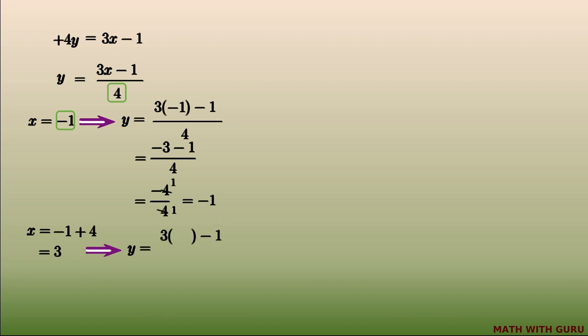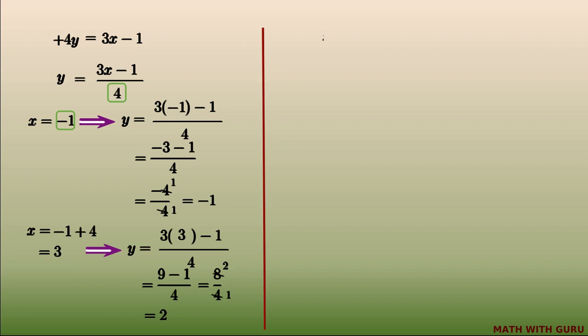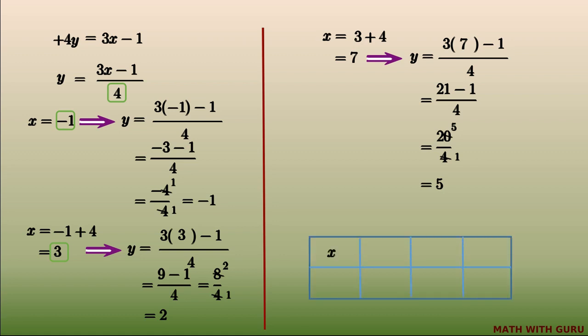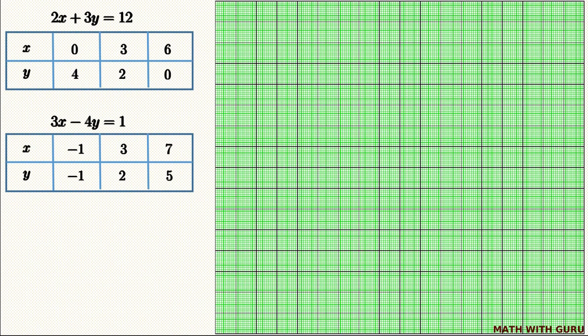This implies y equals (3 into 3 minus 1) divided by 4. 9 minus 1 divided by 4. 8 divided by 4. 4 twos are 8, equals 2. Now, the next value of x. The previous value of x was 3. Add this to the denominator 4. 3 plus 4 equals 7. Y equals (3x minus 1) divided by 4. That is (3 into 7 minus 1) divided by 4. Y equals (21 minus 1) divided by 4. 20 divided by 4, 4 fives are 20, equals 5. Here is the table. Minus 1, minus 1; 3, 2; 7, 5. These are the tables.